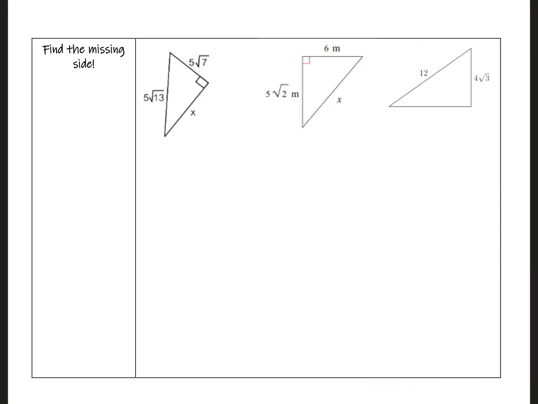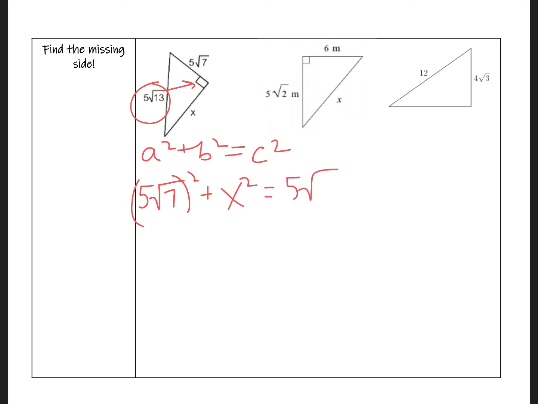Okay, for these last 3, you'll notice that, again, some of the side lengths happen to be radicals. So let's go ahead and look at this one. We've got 5 radical 13 as my hypotenuse. That is across from my right angle, right? So that's going to be the hypotenuse. So when I plug this in, 5 radical 7 will be one leg. X will be the other leg. And then 5 radical 13, that's going to be my hypotenuse.